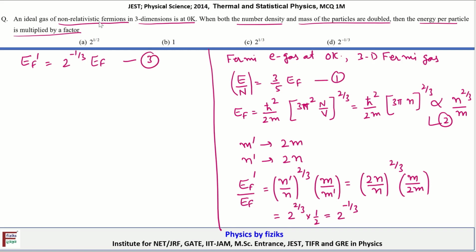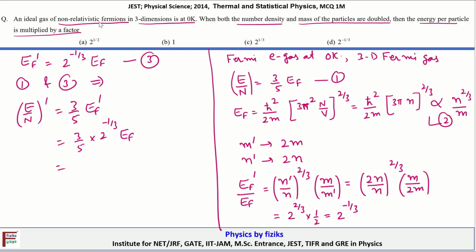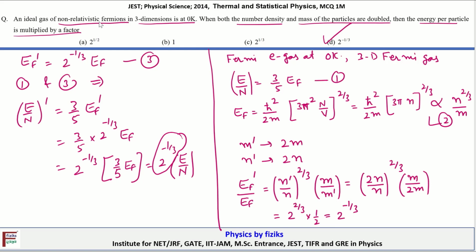By comparing equation 1 and equation 3, the new energy per particle, E by N prime, equals 3/5 EF prime, which is 3/5 multiplied by 2 power minus 1/3 times EF. That equals 2 power minus 1/3 multiplied by the average energy per particle in the initial state. So a factor of 2 power minus 1/3 will come into the picture. Therefore option D is the correct one here.